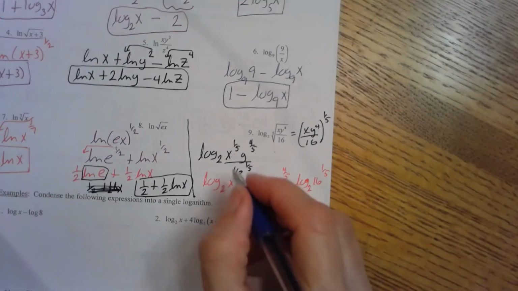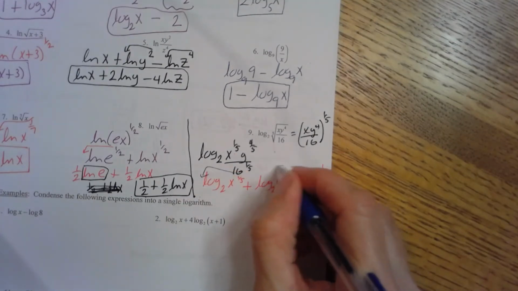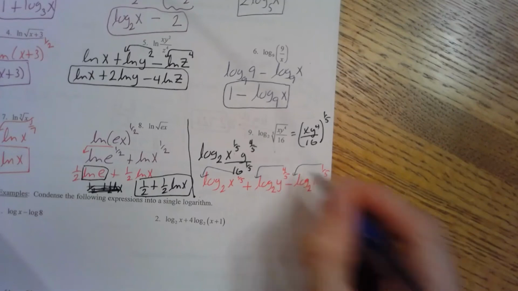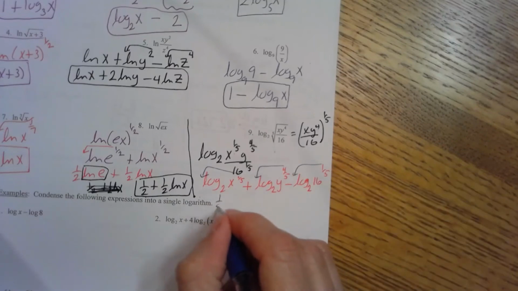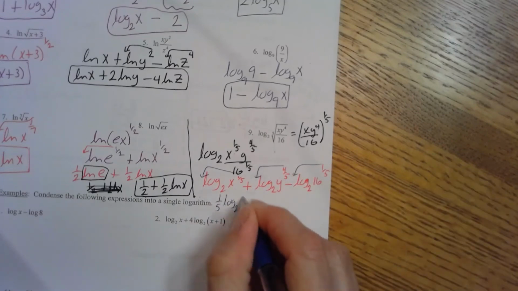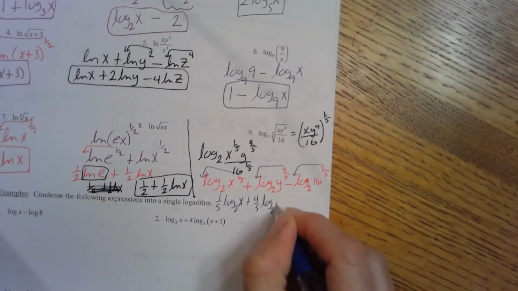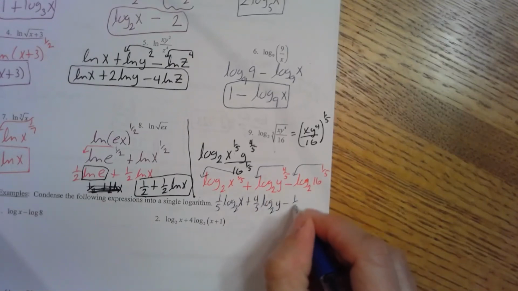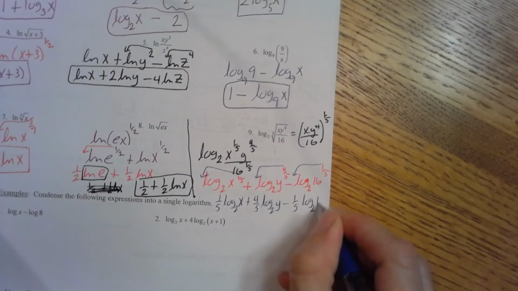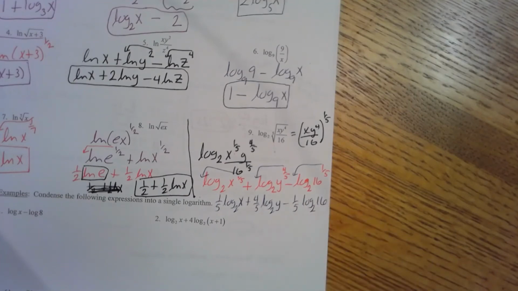Now powers can go down in front. So the 1/5 goes down, the 4/5 go down, and the 1/5 goes down. So 1/5 log base 2 of x plus 4/5 log base 2 of y minus 1/5 log base 2 of 16. This one's done because we have a variable x. This one's done because the argument is a variable y. This one's not done because we should know what log base 2 of 16 is.